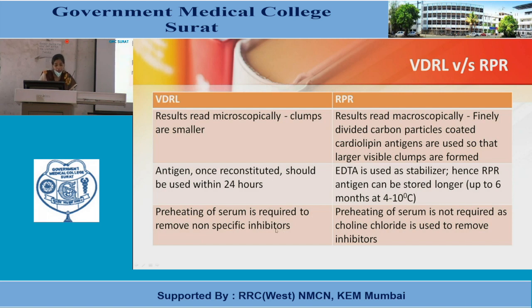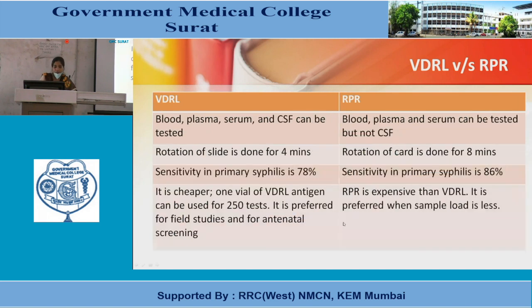Another is preheating of the serum, which is required in VDRL to remove non-specific inhibitors. In the RPR, preheating of the serum is not required as choline chloride is used to remove the inhibitor. Next, in VDRL, blood, plasma, serum and CSF can be tested. Over here in RPR, blood, plasma and serum can be tested, but CSF we cannot test in the RPR test. Rotation of the slide is done for 4 minutes in VDRL, while in RPR rotation of the card is done for 8 minutes.